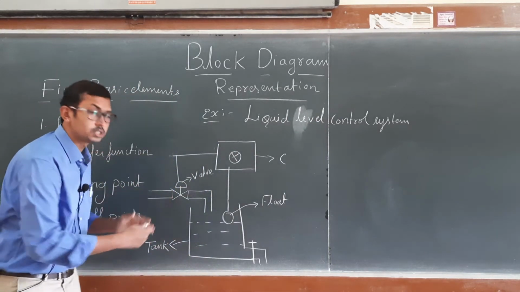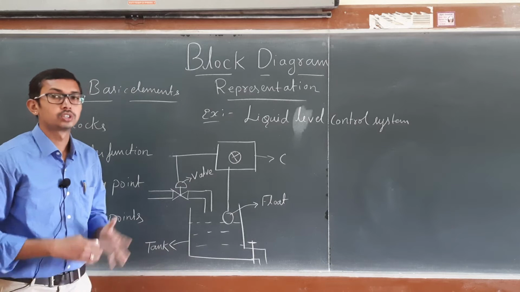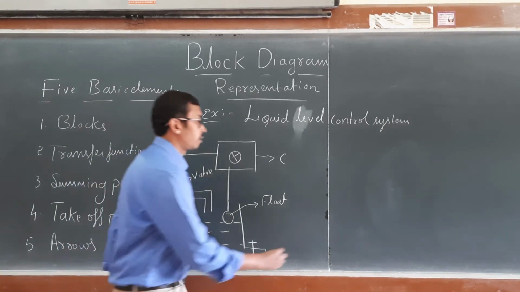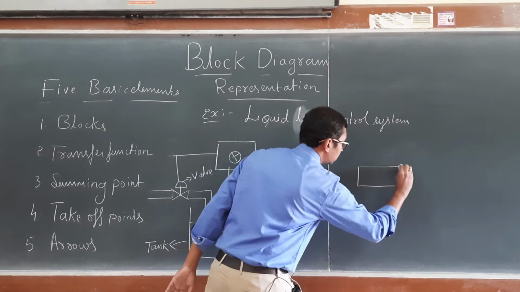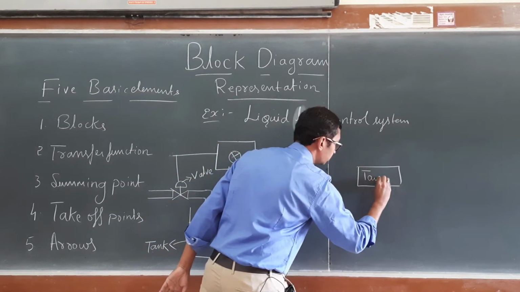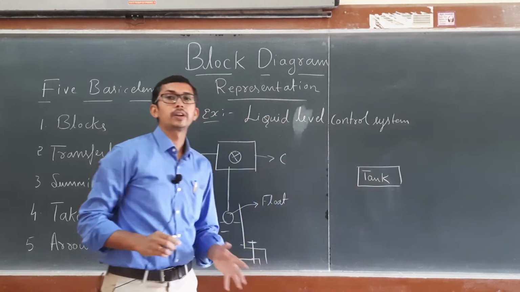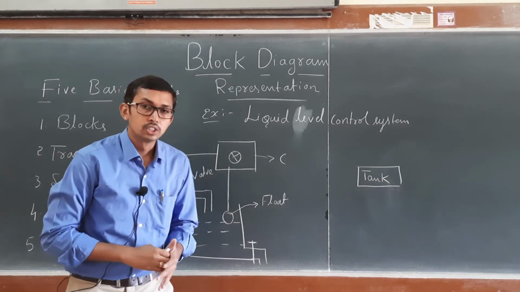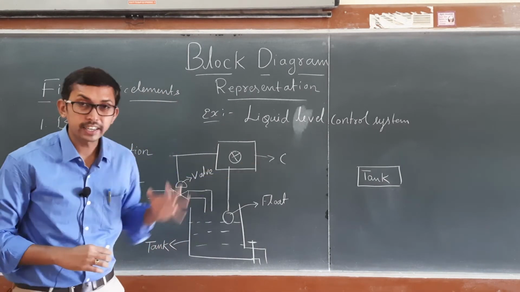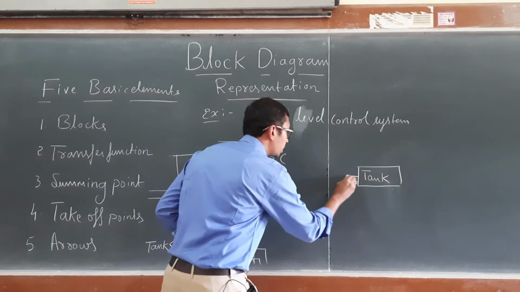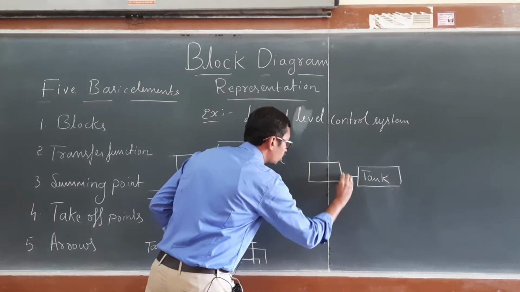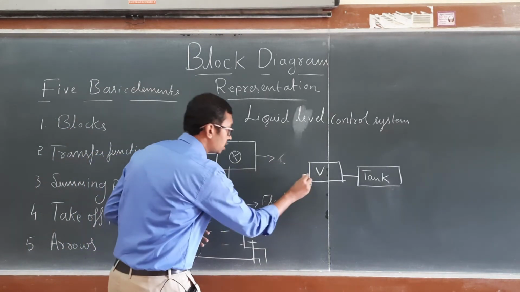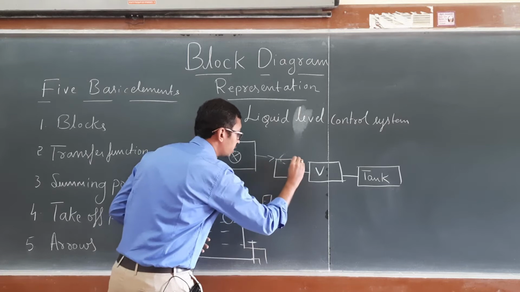How to represent this in terms of blocks? That is what we are going to learn. There are four main components. The first component is the tank. We need to maintain the water level in the tank. So what is the next component? That can be achieved by controlling the valve. So first we need to control the valve. How to control the valve? The valve can be controlled with the help of the controller.